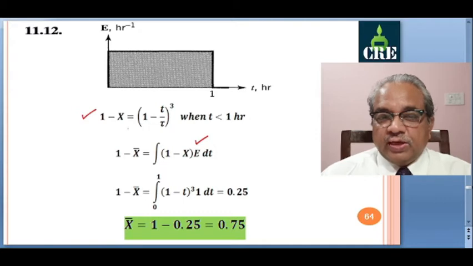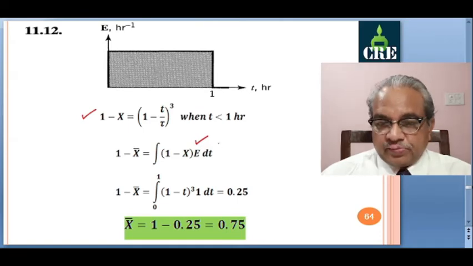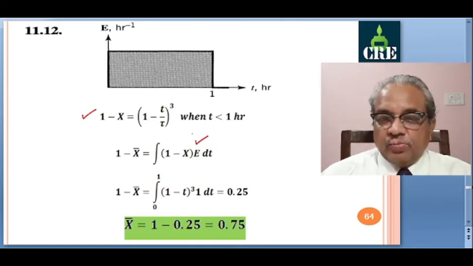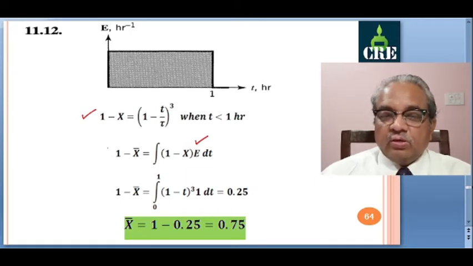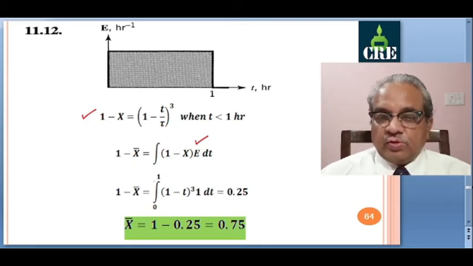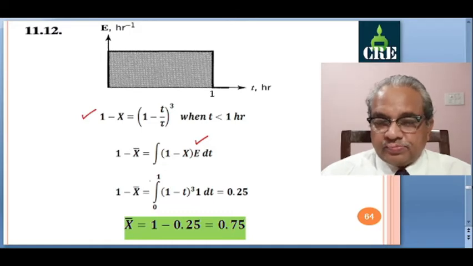Okay, this is the same thing as we have done. Ca bar by Ca0 is equal to the integral of Ca by Ca0 into E dt, from 0 to infinity, complete range. So this 1 minus x bar is nothing but 1 minus Ca bar by Ca0, and that is Ca by Ca0. Okay. So 1 minus x bar, mean conversion, between 0 to 1, your normalized distribution, we say 0 to infinity, some high value.